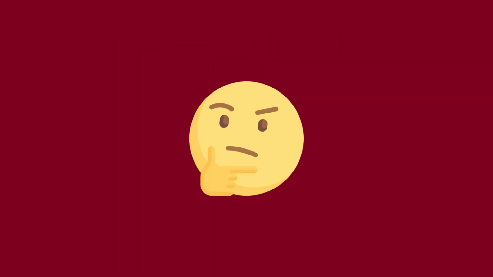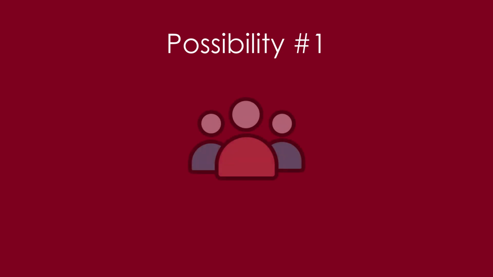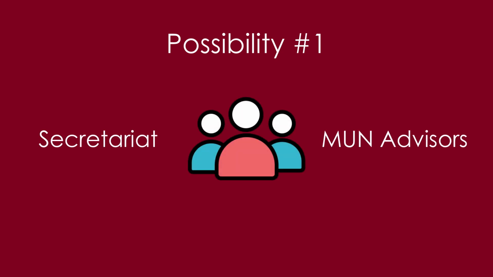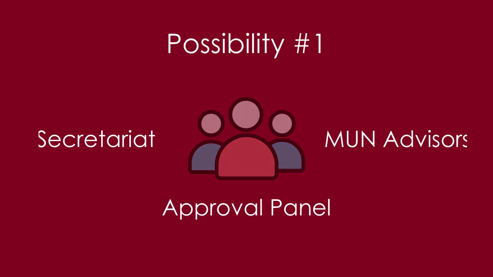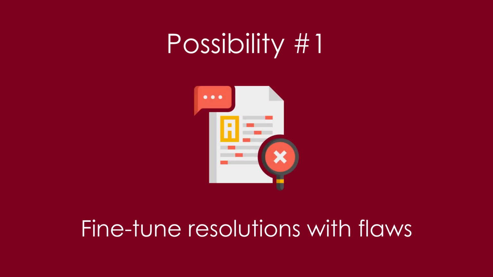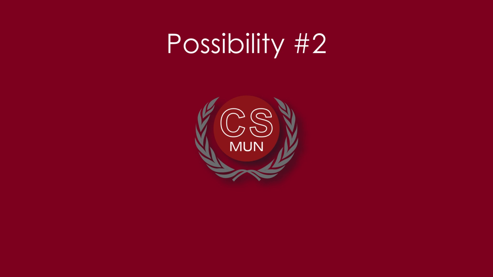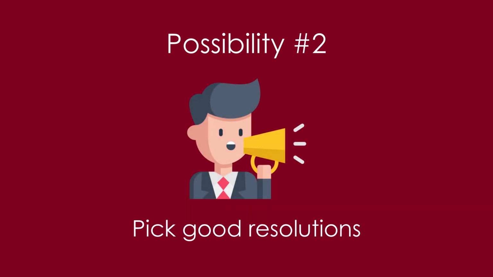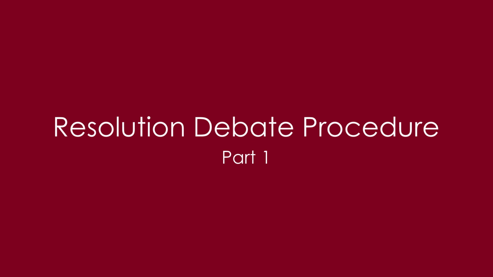What happens now? In some conferences, a certain group of people, composed of the secretariat members and faculty MUN advisors, called the approval panel, decide which resolutions are appropriate for the conference to discuss and help main submitters fine-tune those that aren't. In other conferences such as CS-MUN, the chairs directly pick resolutions that the committee will debate upon. That is all fine, but how does resolution debate actually occur? This will be the topic of this and the next two videos.